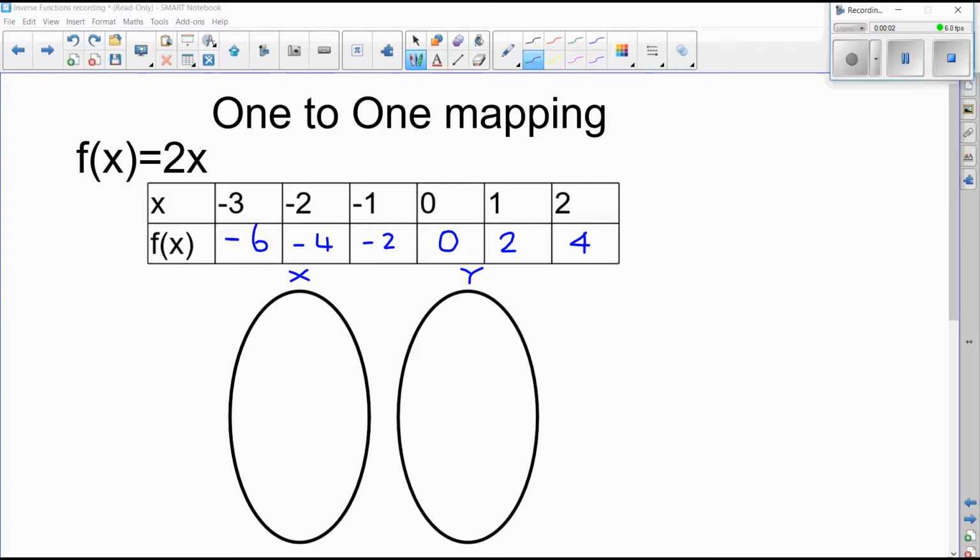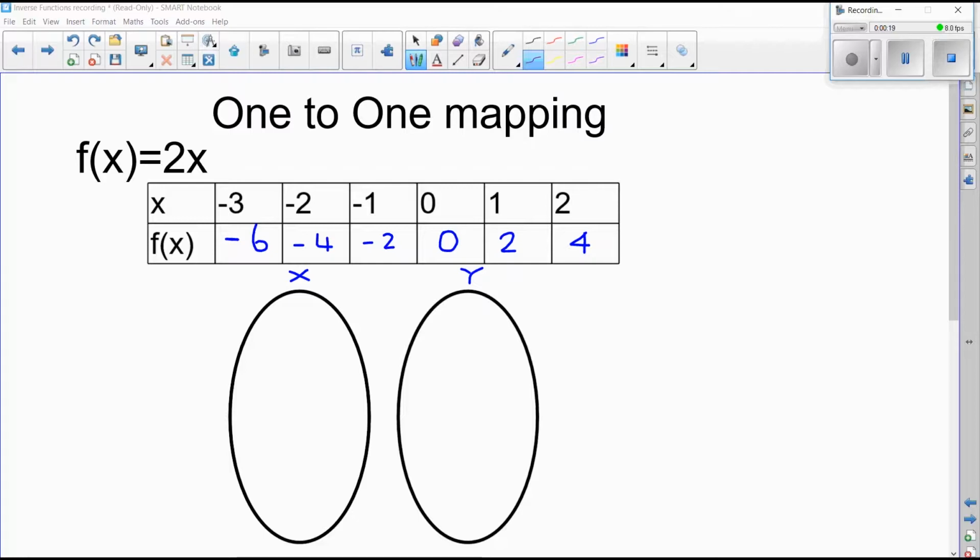In this video, we're going to look at the relationship between the x-coordinate and its corresponding y-coordinate. In the first example, we're given the graph f(x) = 2x. In the table, I've selected a few x values and then worked out the corresponding y-coordinate.